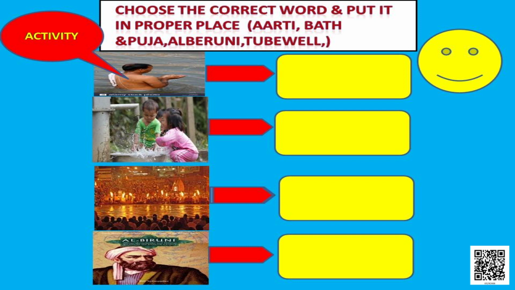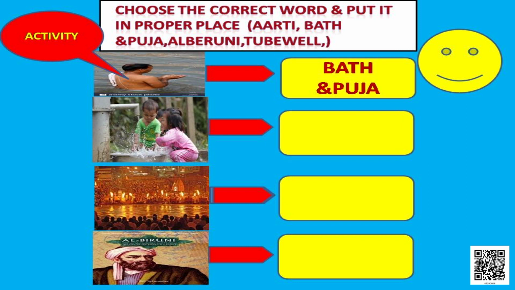The correct word is given here: bath and puja. So you can write there "bath and puja" beside that. Then the next slide, we can see one tube well picture is there. Yes, we are having one tube well word there. So we will put tube well there.